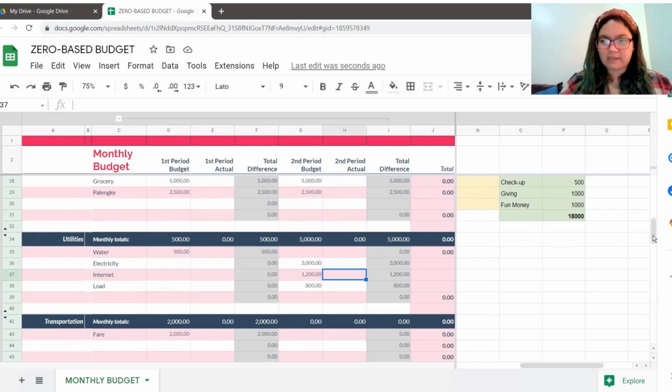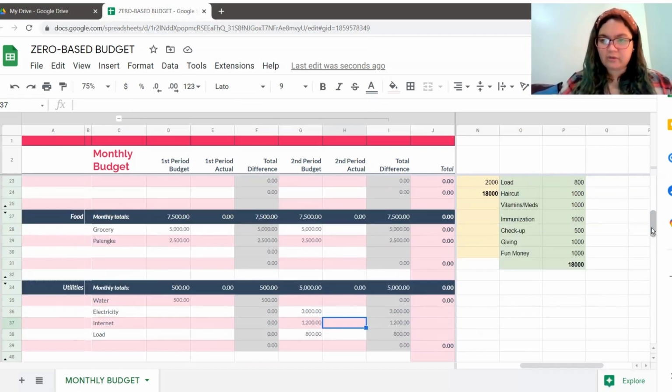Ano pa ba ditong meron? Ayan. So merong budget for haircut, which 1,000, vitamins for medicines, and yun, budget for medicines and vitamins 1,000. May immunization din si baby na 1,000 and check-up 500. Okay? Giving 1,000 and fund money 1,000.